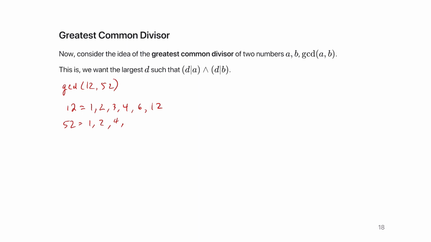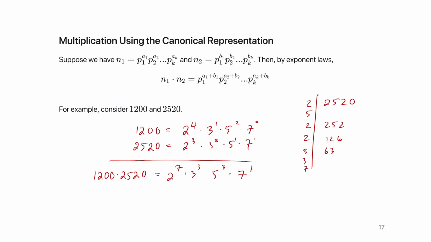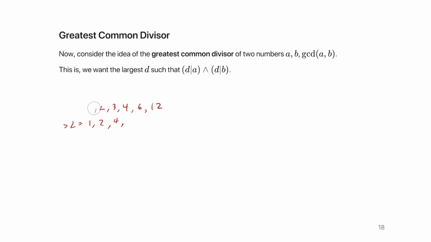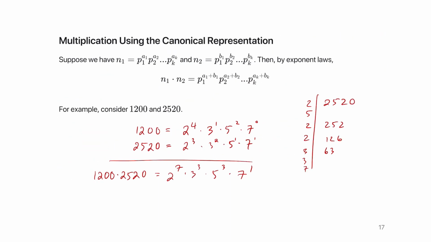And if you're bad at arithmetic like me, you'll just make mistakes and, you know, nobody has time for this, right? Like, what if I gave you, find the GCD of 1200 and 2520, like the numbers on the previous slide. What would you do then, right? There has to be a more efficient way, and so there is. Okay, so again, let's consider 1200 and 2520. Okay, and what we want to look at is their prime factorization.